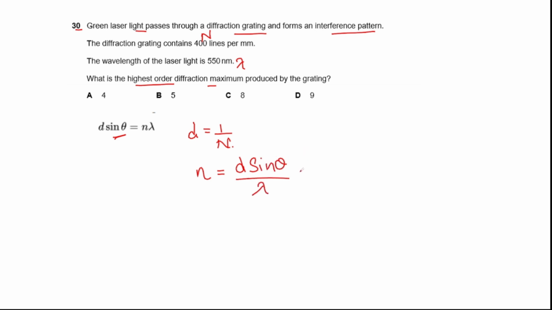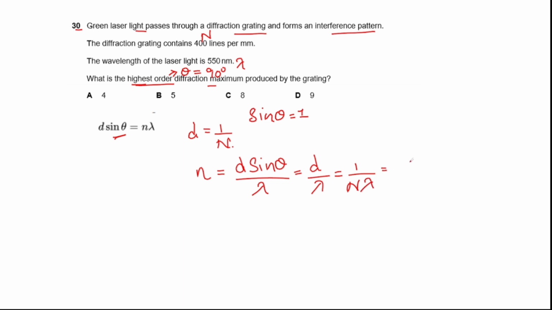So here you do have the wavelength, you have the n value to find out, and what you need is the theta. And it's given that it is the highest order of diffraction, and the highest order means the theta is always 90 degree. So if theta is 90 degree, sine theta will be equal to sine 90, and that is going to be 1. So this equation again changes into d divided by lambda, which means 1 over N multiplied by lambda.